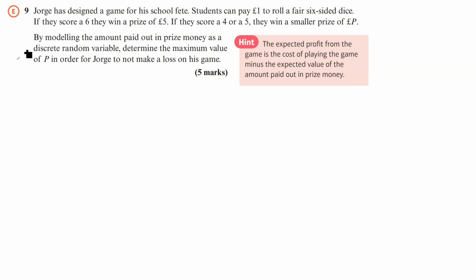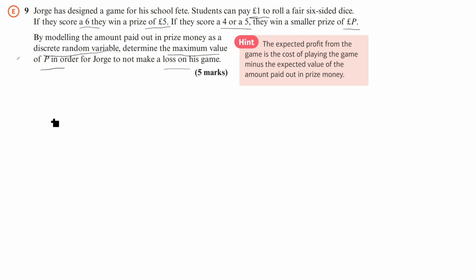Okay, now question 9. Feel free to pause the video and have a go because this question is interesting. George has designed a game for his school fete. Students can pay £1 to roll a 6-sided dice. If they score a 6, they win a prize of £5. If they score a 4 or 5, they win a smaller prize of £p. By modeling the amount paid out in prize money as a discrete random variable, determine the maximum value of p in order for George to not make a loss on this game.